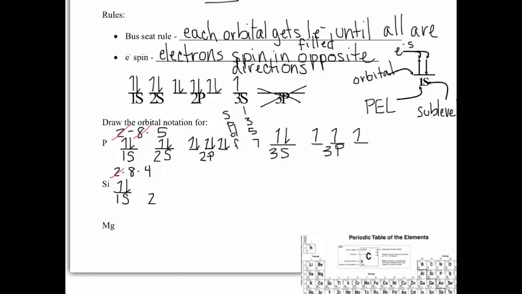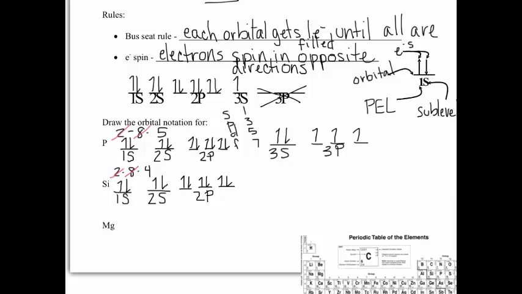Now we're on to the second. Always start with S, which has 1 orbital. We can fit 2, but we still have 6 more electrons, so I must need to move on to P, which has 3. 1, 2, 3. We've already placed 2 electrons, 3, 4, 5, 6, 7, 8. Now I've placed all 8 in the second principal energy level.